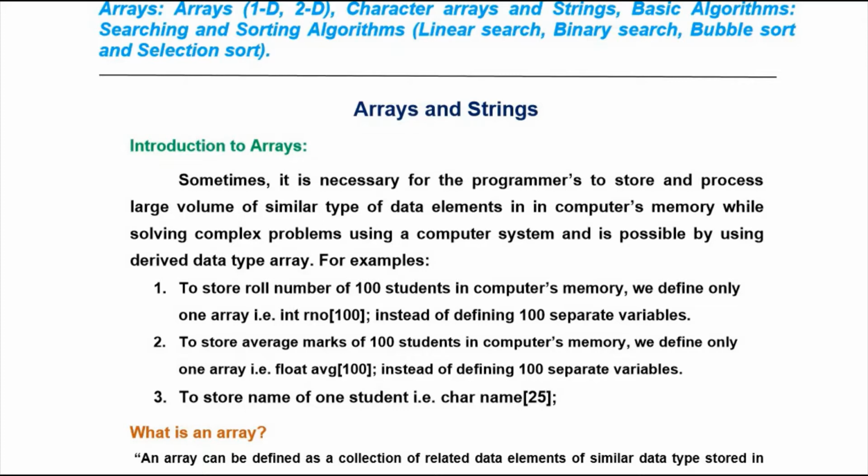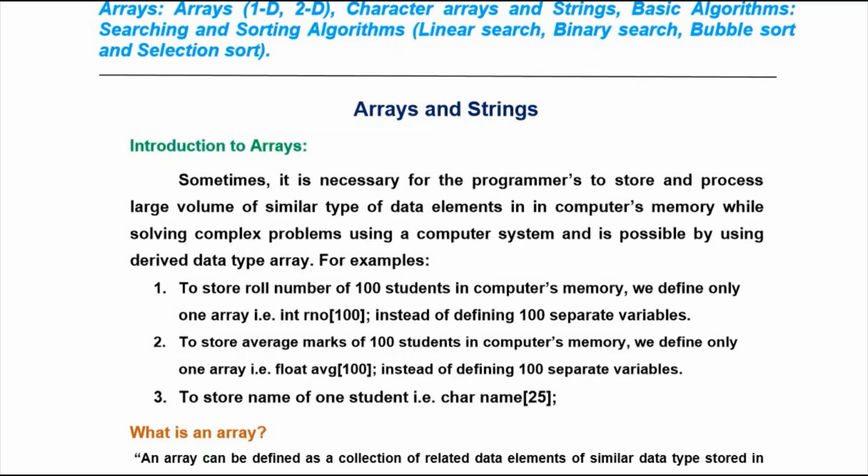Now to store the name of one student, it is a character type of data. So we say char name[25]. This is an array which is capable of storing 25 characters.